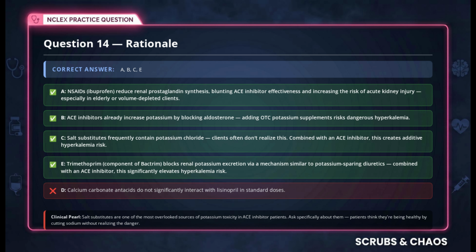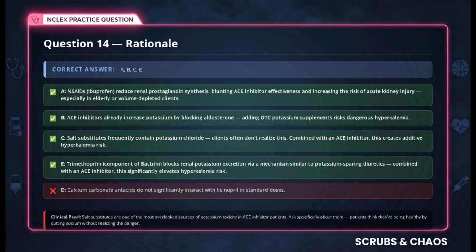A, B, C, and E. Everything except the antacid. Here's the pattern. ACE inhibitors raise potassium. Anything else that raises potassium becomes dangerous on top of it. Potassium supplements, obvious. Salt substitutes, sneaky. Patients think they are making a healthy swap without realizing the substitute is potassium chloride. Ask specifically about salt substitutes.